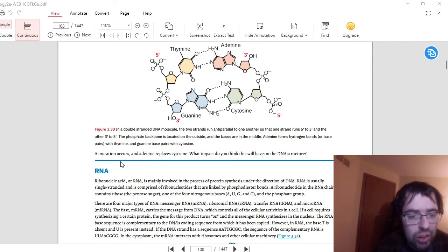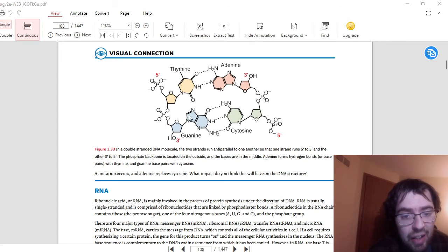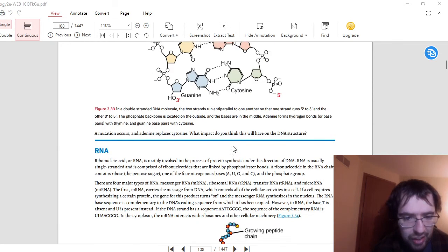A mutation occurs and adenine replaces cytosine. What impact do you think this will have on DNA structure? We'll get into mutations, I believe, in genetics. Mutations, essentially, physically and quite literally, are when the strand doesn't work the way it should. It is when, like, guanine is connected to adenine.